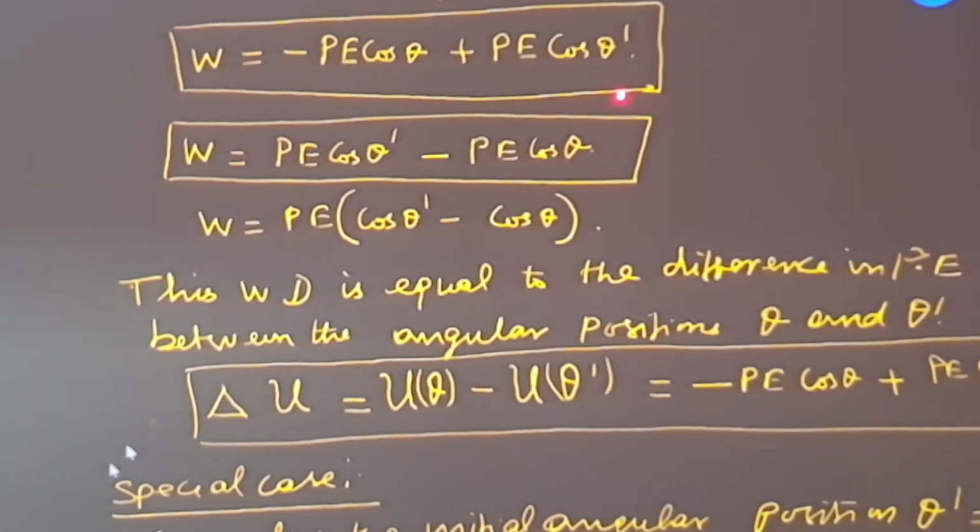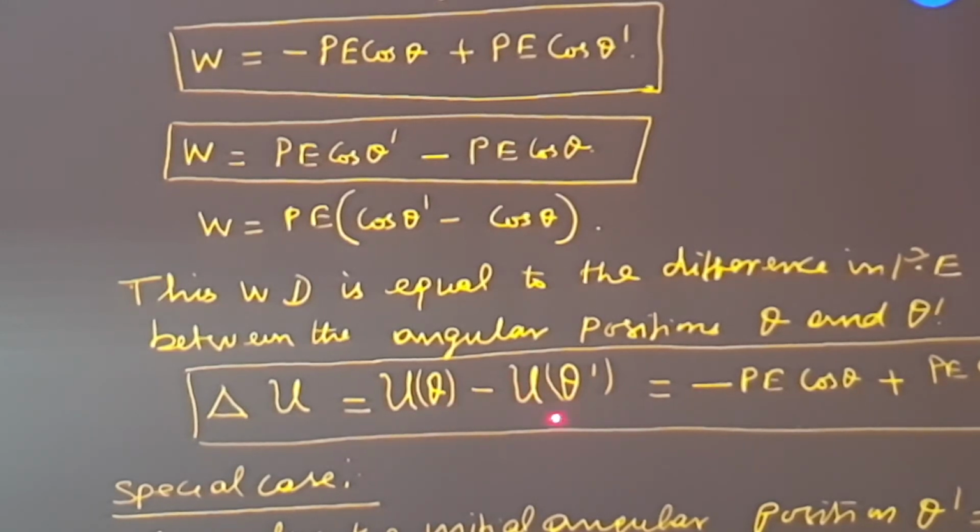Now, what is this work done? This work done is equal to the difference in the potential energy between the angular positions θ and θ'. The difference in potential energy is represented by epsilon. The difference in potential energy is delta epsilon, which is epsilon of θ minus epsilon of θ', that is, final potential energy minus initial potential energy.